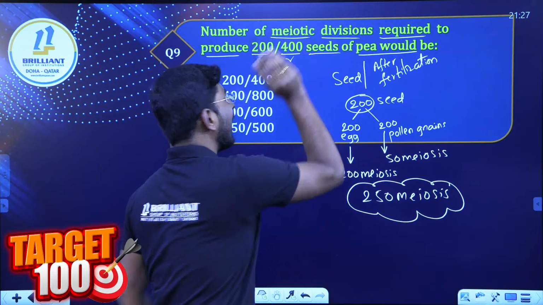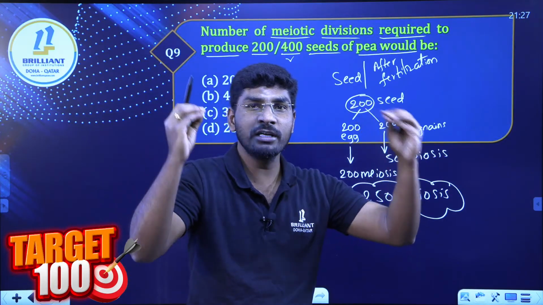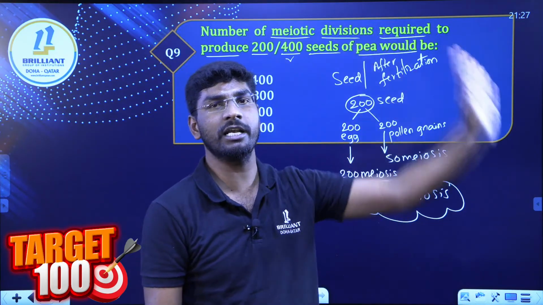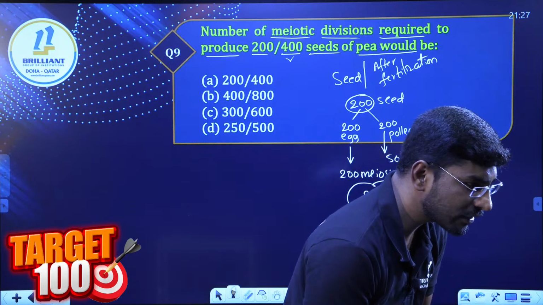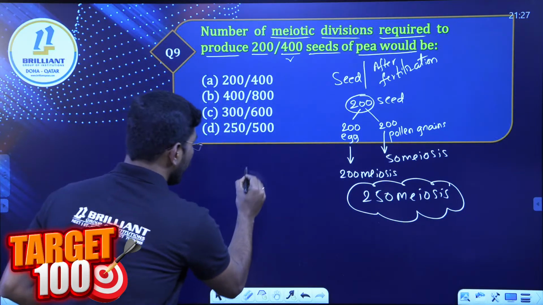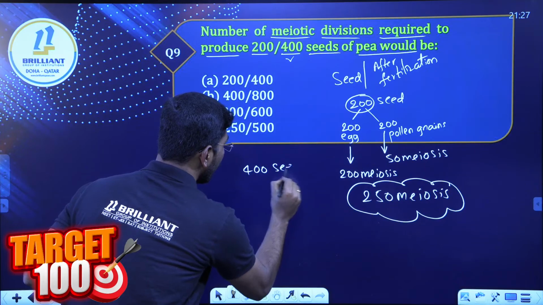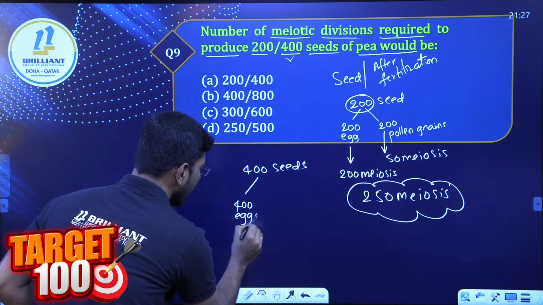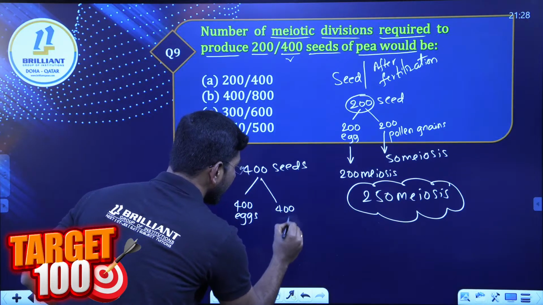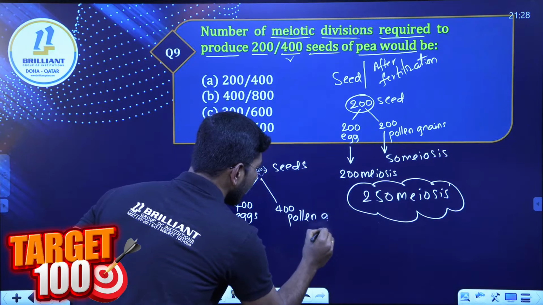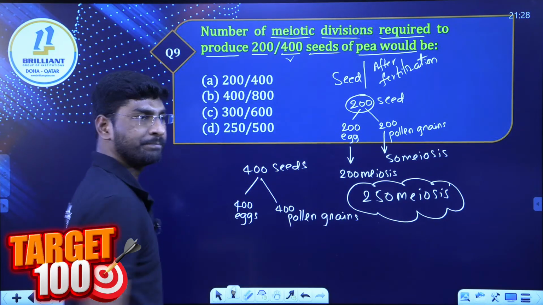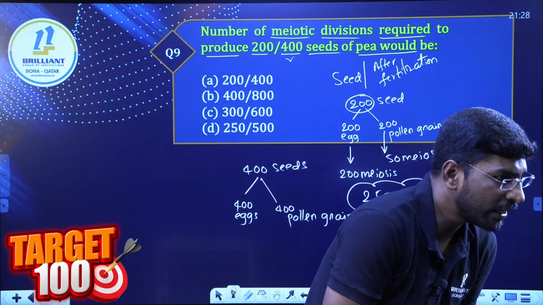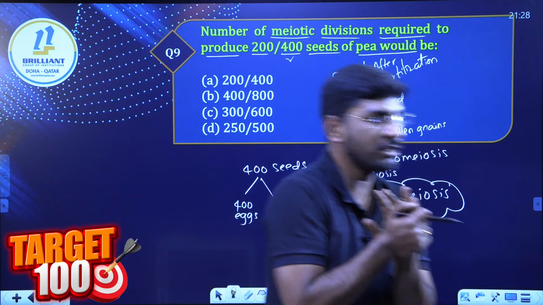What about the 400? I am giving chance to you all. 400 seed formation, how many meiosis division? I will be silent. You have to find out the answer. Now I am writing here. 400 seeds means we need 400 eggs and 400 pollen grains. Now please tell me the answer.